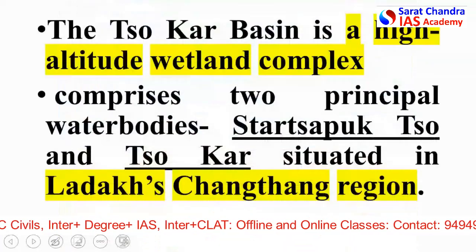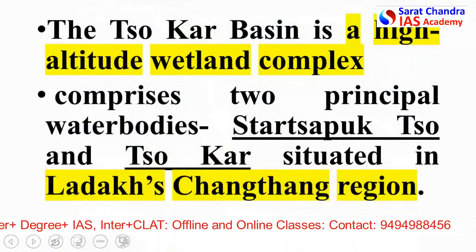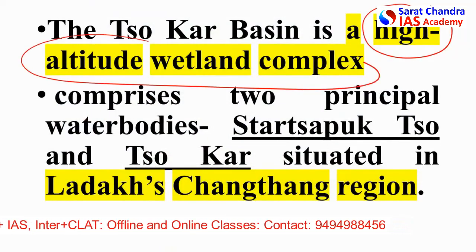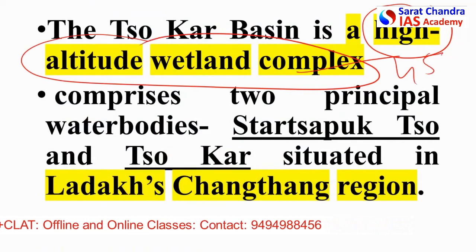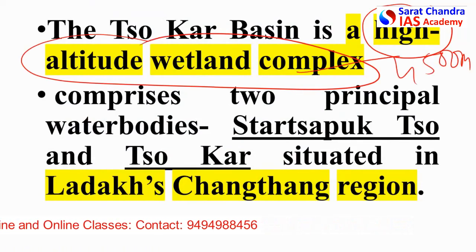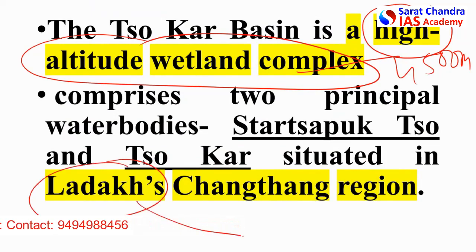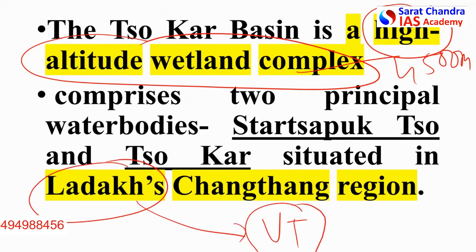So you can write this. It's a high altitude wetland complex, very important, at a height of 4,500 meters. It's in the Ladakh Union Territory. Jammu and Kashmir was divided into two Union Territories, Ladakh and Jammu and Kashmir. In the year 2018, it was split.